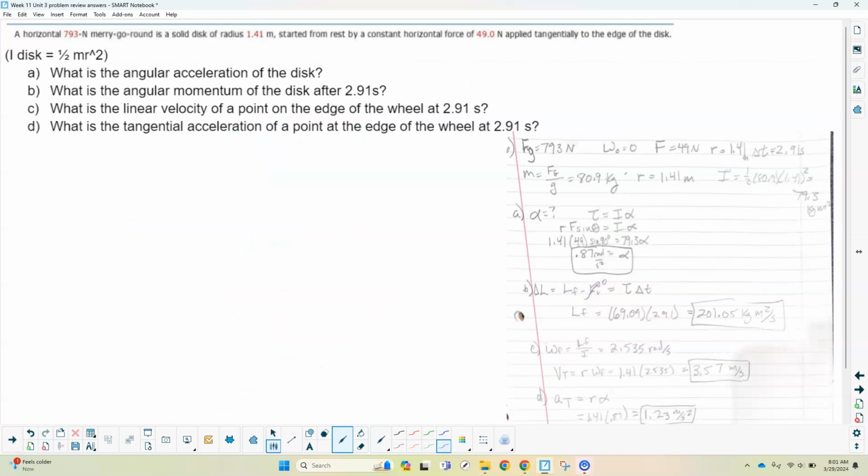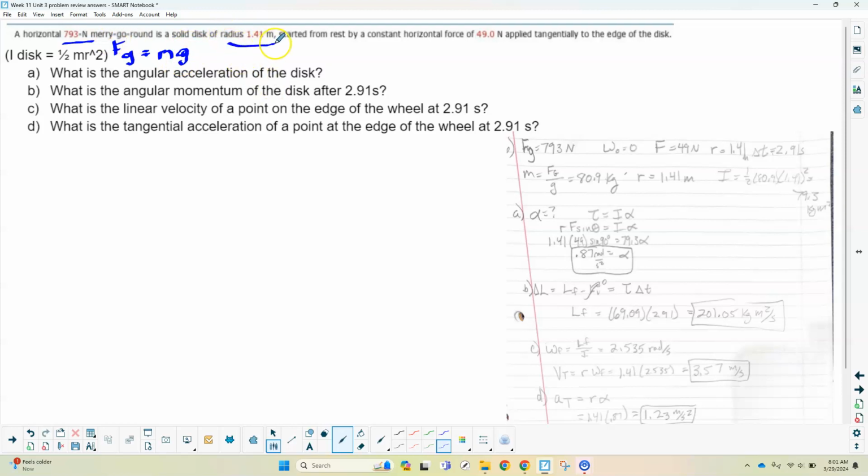says horizontal merry-go-round, which has a weight or a force of gravity. And this is a little bit different than what we've done in a little while. So you might have forgotten the force of gravity equation, but hopefully not, is a solid disk of radius 1.41 meters. So to get the force of gravity, they tell you that, and that's just mg. So you're gonna have to solve for mass, because you're gonna have to calculate the rotational inertia for this disk.